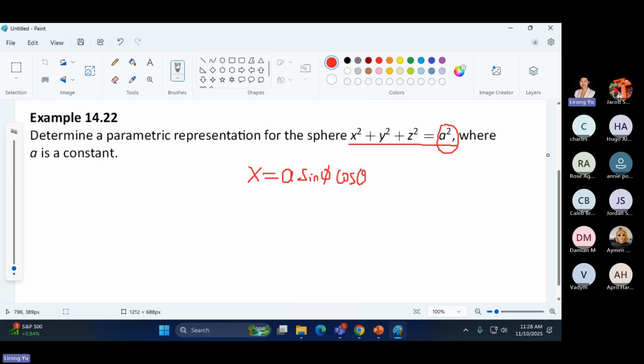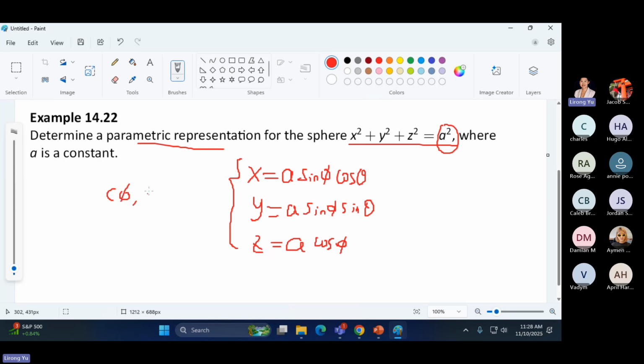cosine theta, and y equal to r sine theta, so r equal to a sine phi, and then sine theta, and z equal to rho cosine phi, and here we do a cosine phi. Right, this is already enough as far as converting it to a parametric representation. This already has the formula for x, y, and z individually. The input is phi and theta. And that follows what we learned in spherical coordinates.